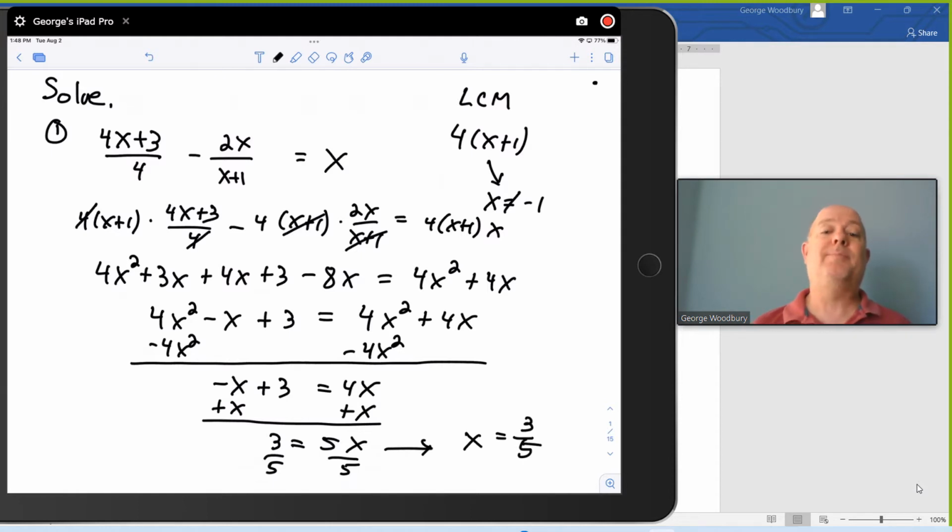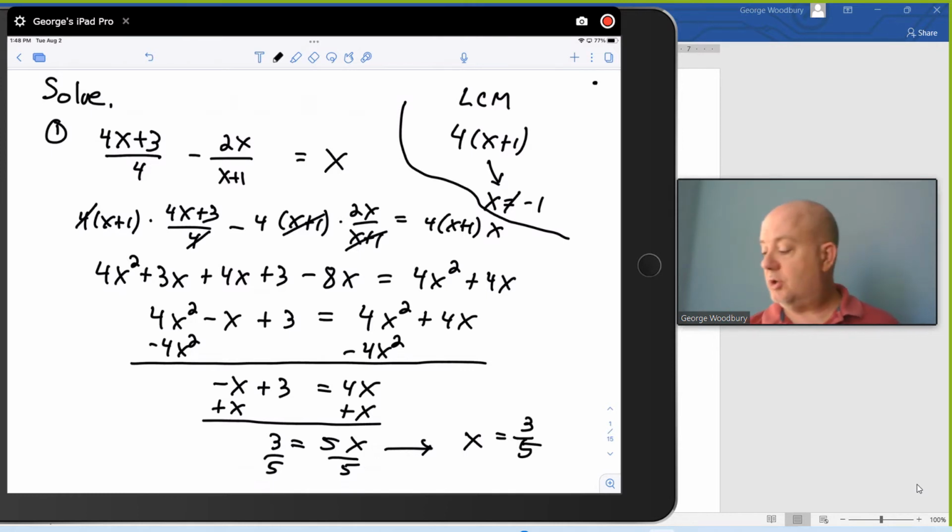Now at this point, you could go back and try to determine if that made any denominator 0, but I have already listed the solutions that I would have to exclude. Since I didn't see negative 1 as a solution, that solution must be good, and I'm going to put that in the solution set, 3/5.